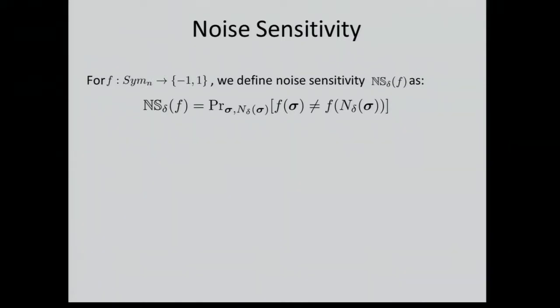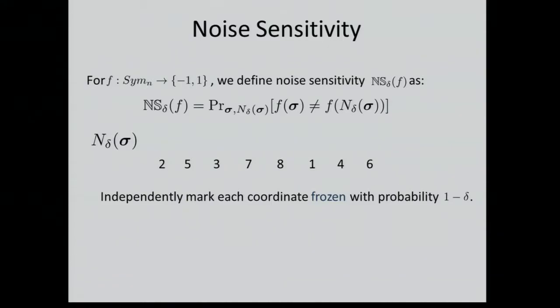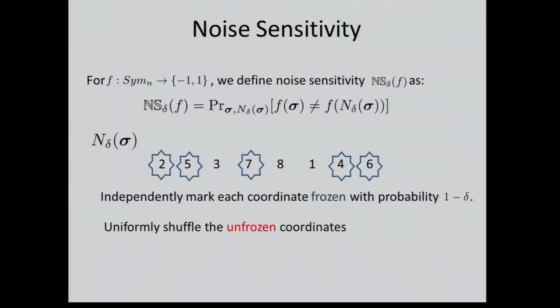So we're going to do something that maybe is a little bit non-standard. We'll define the noise sensitivity this way, which is very similar to what we did before. Mark each coordinate frozen with probability 1 minus delta. And so we'll freeze them here. And then we're going to uniformly shuffle everything unfrozen. 3, 8, 1 are left, and so we'll replace it maybe with 1, 3, 8. Uniform shuffle.